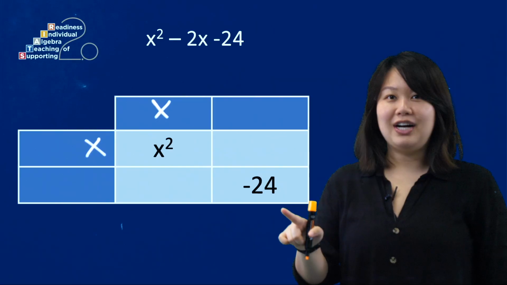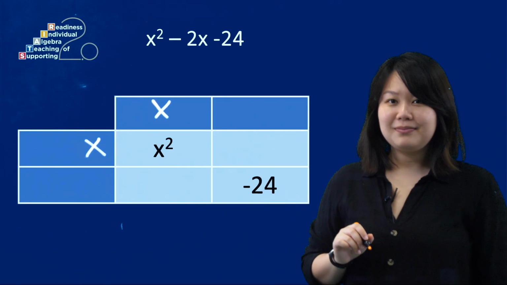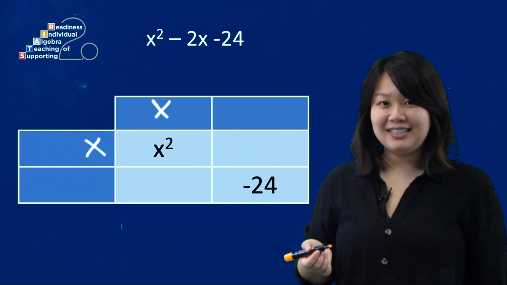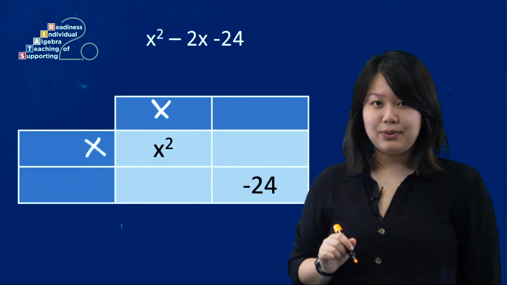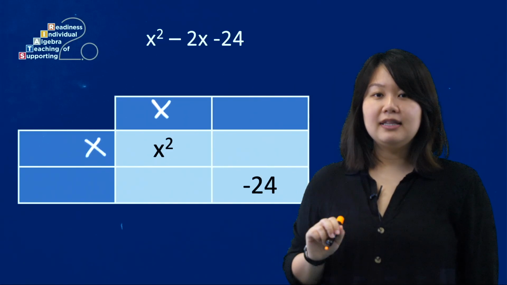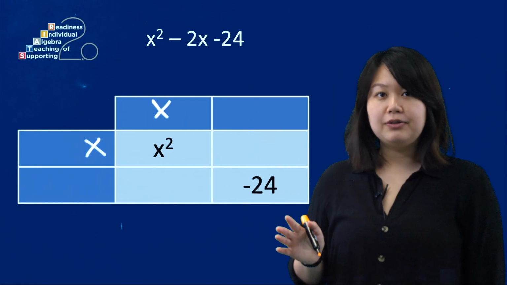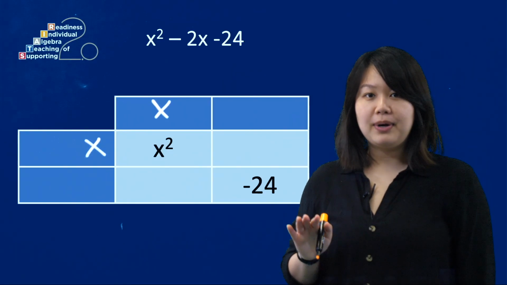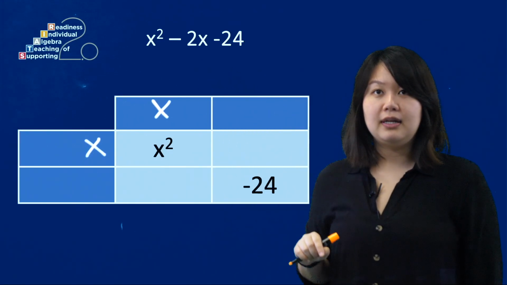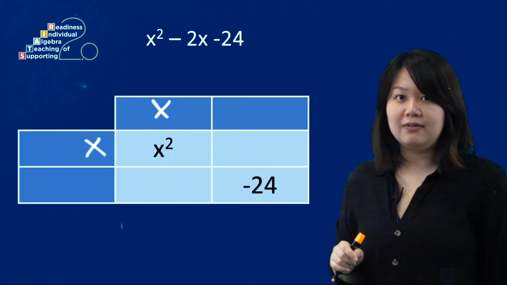Next, we can focus on negative 24. So next, we're going to ask the same question, what are the factor pairs of negative 24? So here I'm going to list out all of the factor pairs, and I'm going to determine which factor pair will have the sum of negative 2, our linear coefficient.